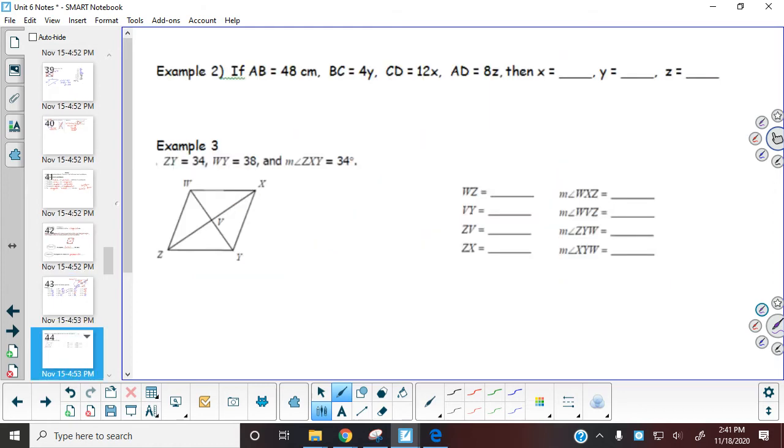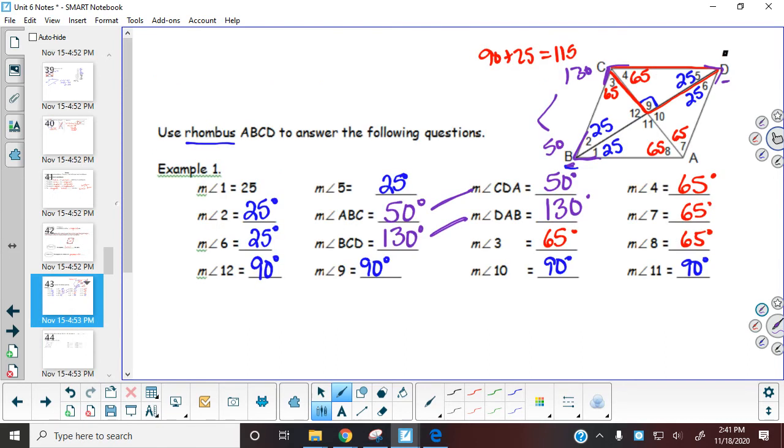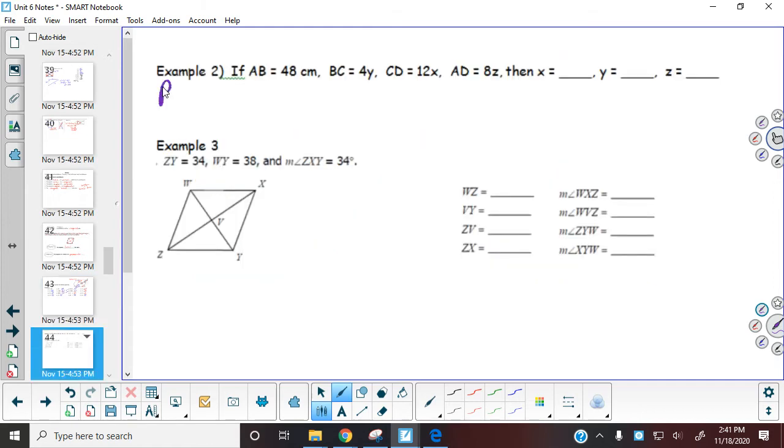Now, if we look at the next example, AB equals 48 centimeters, BC equals 4y, CD equals 12x, and AD equals 8z. Here's the thing: we don't even really need to see the picture, because if we know it's a rhombus, we know all of those sides are going to be equal. So to start, we set 48 equal to 4y, then 48 equals 12x, and last but not least, 48 equals 8z, and we divide to get all of those values.